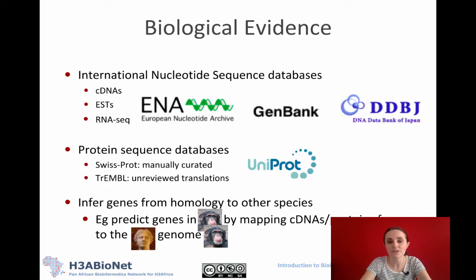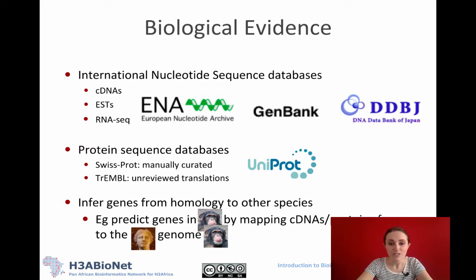And the biological evidence we use, so we use the INSDC, the International Nucleotide Sequence Database Consortium, which is made up of the ENA, GenBank and DDBJ. These are places where anybody can submit their sequences. And we use things like cDNAs, expressed sequence tags, and increasingly RNA-seq data pulled from these resources. And we also use UniProt for protein sequences. And we use both the SwissProt manually curated proteins and the TrEMBL unreviewed translations.